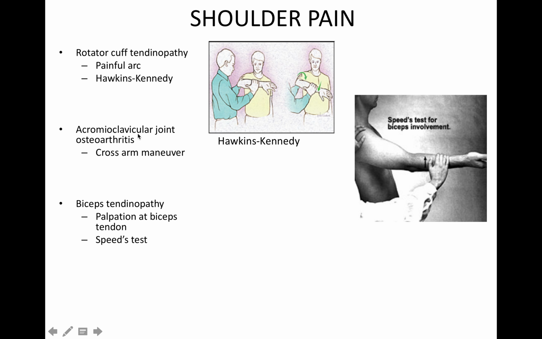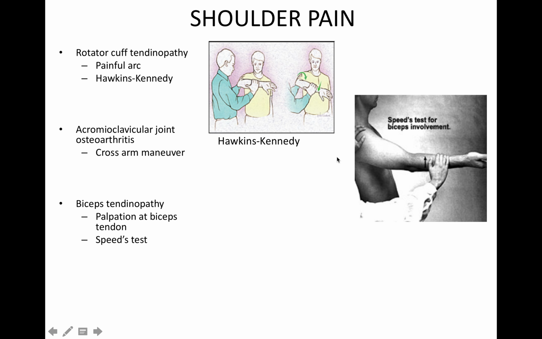AC joint or acromioclavicular joint osteoarthritis. So hand is down at the side of the body, and you ask the patient with their right hand to touch their left shoulder. As you do that, if they get pain in their shoulder, that could be consistent with AC joint arthritis.